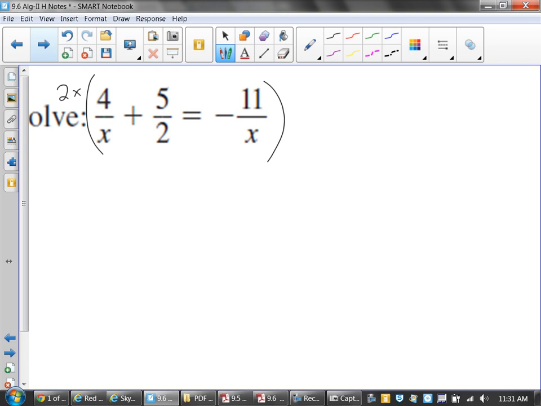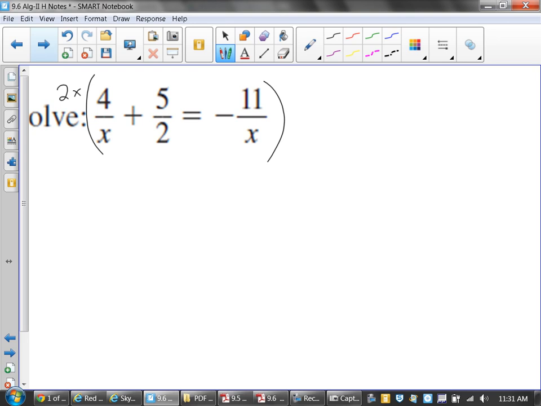Oh, real fast, just in case you didn't recognize this. That's a negative. I put the negative symbol next to the 11. Sometimes it's easier for students to see that. It's a negative 11 divided by x. The book sometimes puts the negative in front of the fraction bar. If you remember to put the negative on the numerator, you'll be less likely to mess up anything.